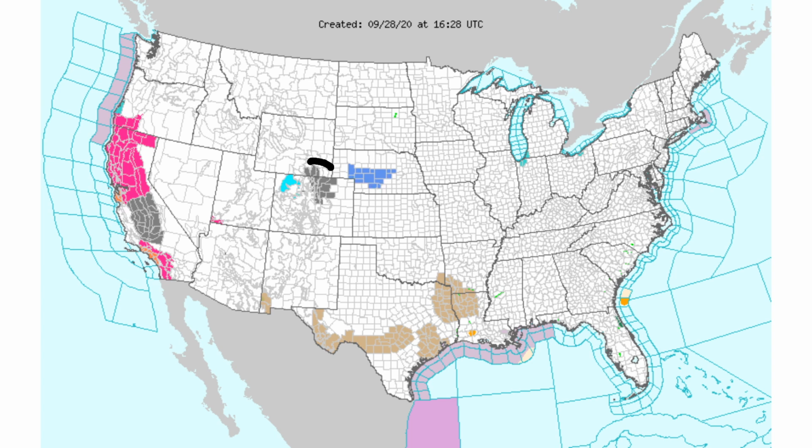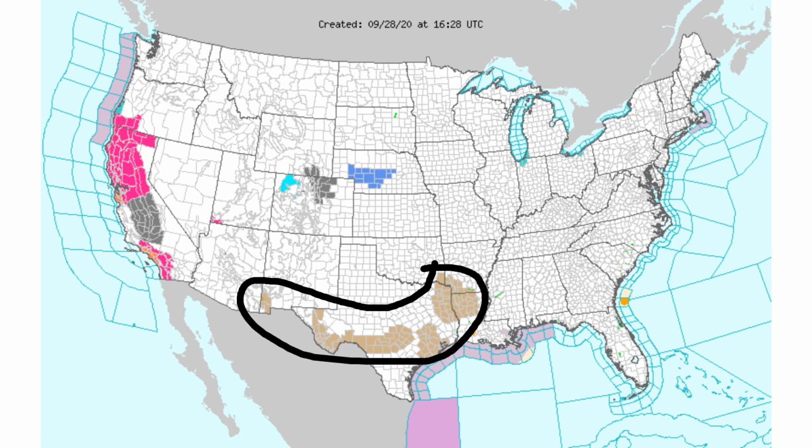We also have some smoke advisories in effect for portions of Colorado and into parts of central California there. We also have some red flag warnings in effect for parts of Utah, California, Oregon, and also parts of northern California there. We also have some wind advisories stretching for parts of southern New Mexico, southern Texas, parts of northern Louisiana, southern Arkansas, and southeasternmost parts of Oklahoma there.